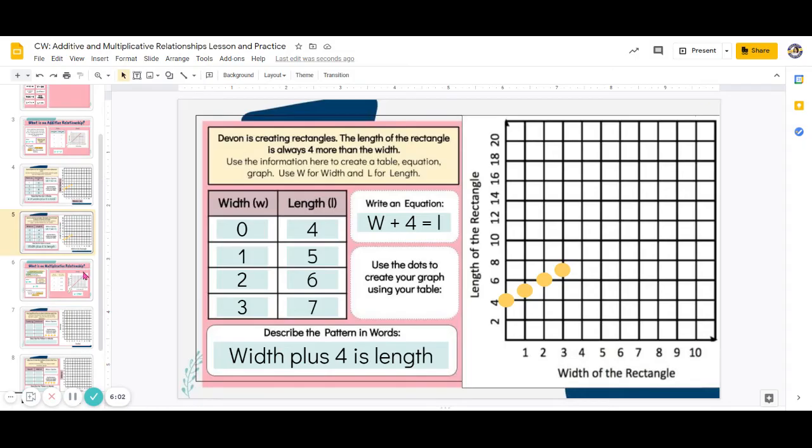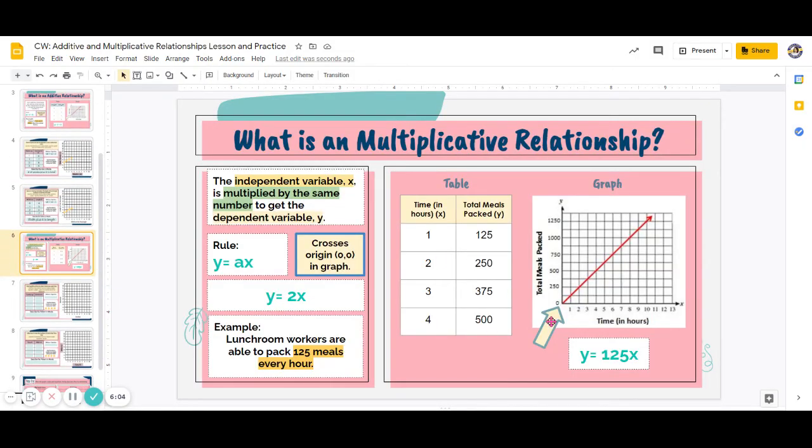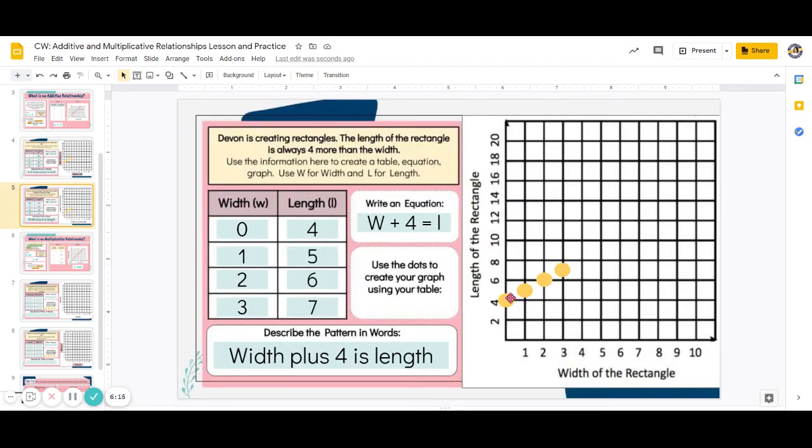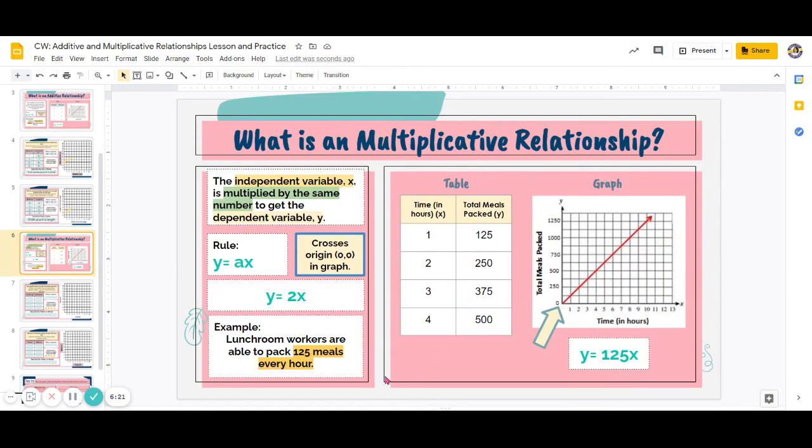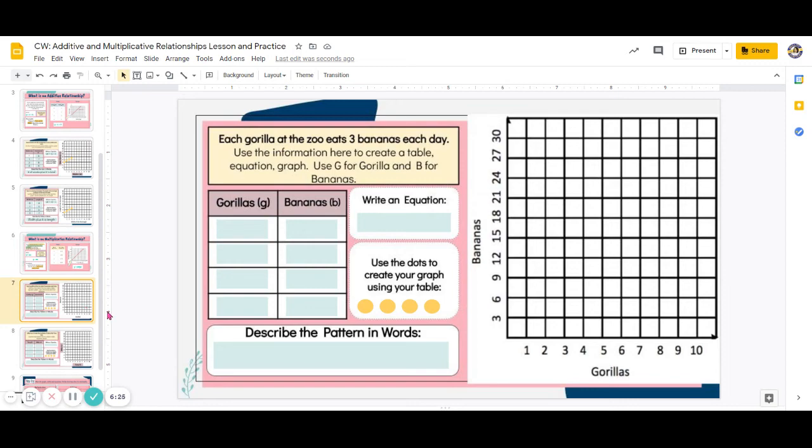Okay, now let's do multiplicative. Now multiplicative, this one does start at the origin. So I'm going to see that 0, 0 there. Okay, and it's going to be increasing at a pretty rapid pace. In our additive, it was kind of steady, going at a little slant. But with multiplicative, it's going to start jumping drastically. Okay. So let's look at slide 7.